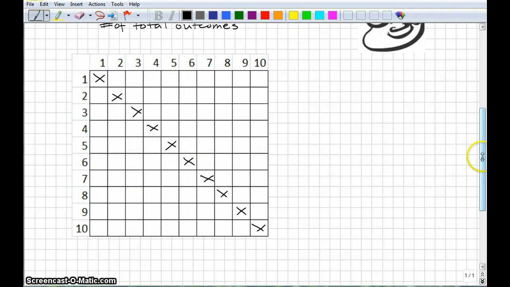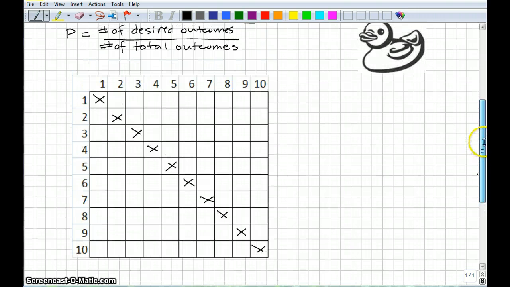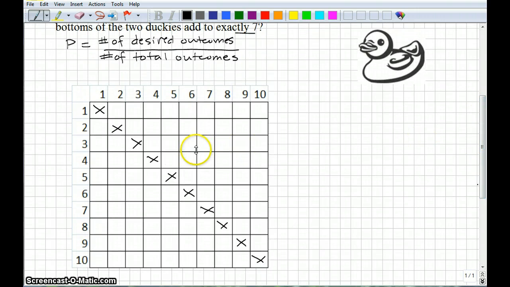All right, so let's go ahead and solve this problem. We want to find the total number of desired outcomes. How many ways can we make 7? If you have this table, you can see that 1 and 6 would make 7, 5 and 2, 4 and 3, 3 and 4, 2 and 5, or 6 and 1. So we have 6 ways to make 7, and in our probability, 6 is going to be the numerator.